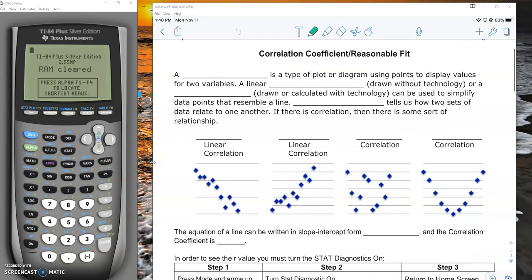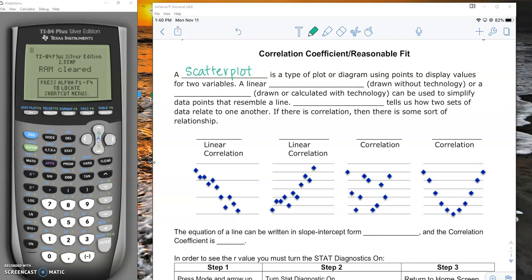This video covers Notes 8.1, Correlation Coefficient and Reasonable Fit. So a scatter plot is a type of plot or diagram using points to display values for two variables.